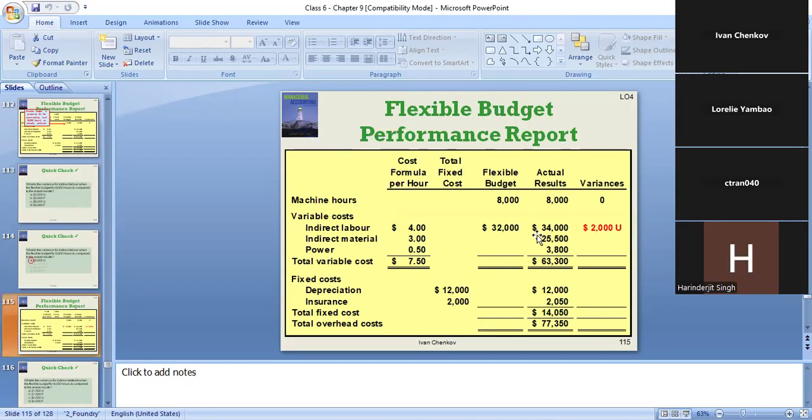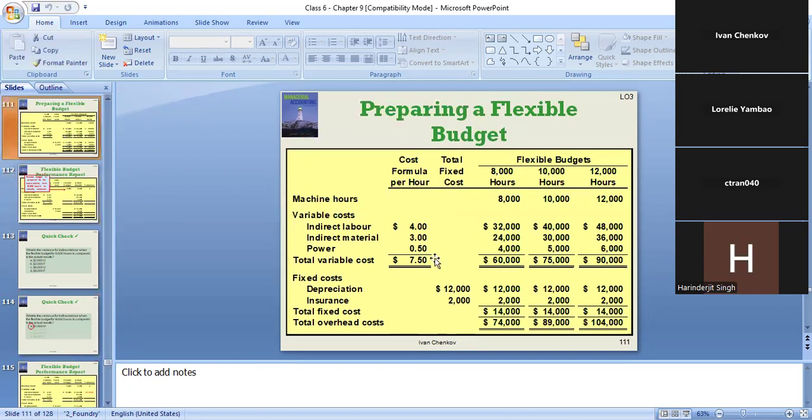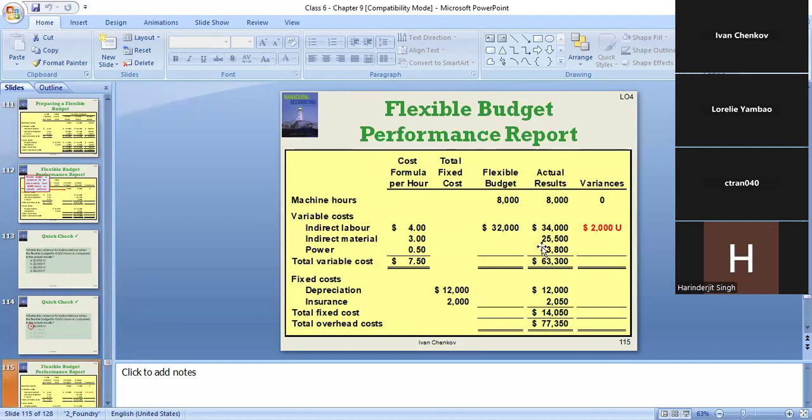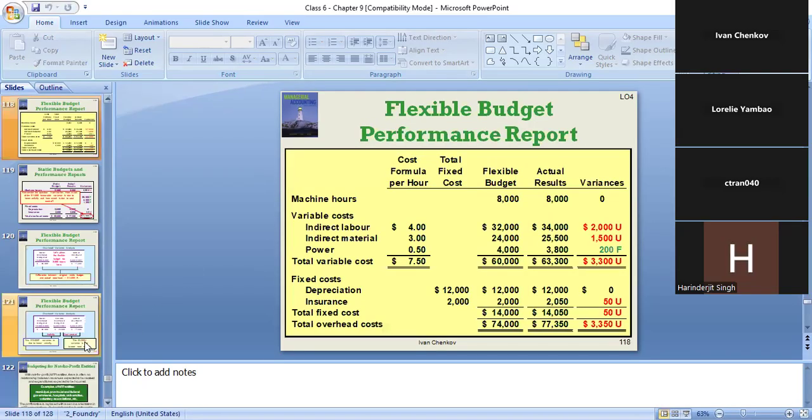So let's go with the next one. For the next one, let's see the numbers here. For the indirect material, we're supposed to spend $24,000. In reality, we're spending $25,500. Again, do we have a variance? Yes. Is it in our favor? No. Unfavorable. Yes, again, unfavorable.